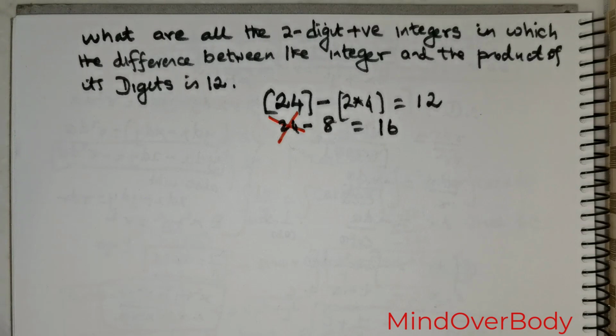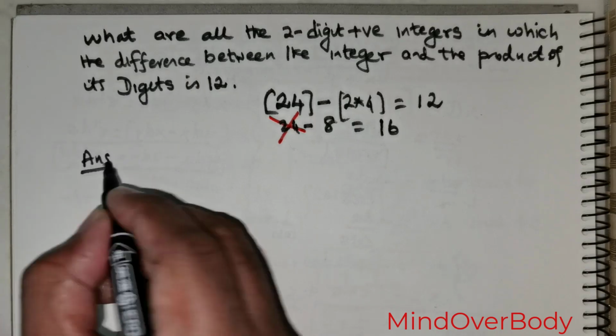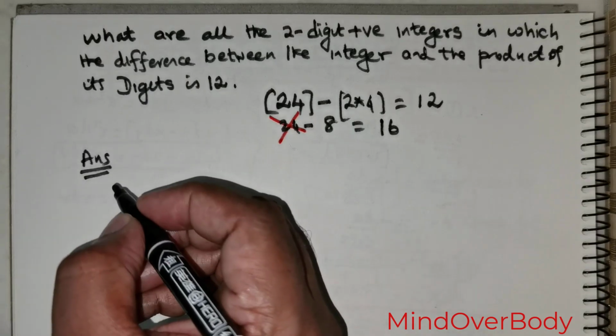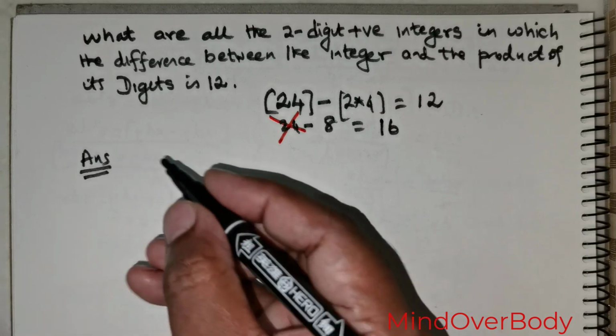So how are we going to do this question? How are we going to get the required number? Now you can pause the video and think for a few minutes. If you have got the solution, then you can place it in the comment section. Let me handle this question in this fashion.